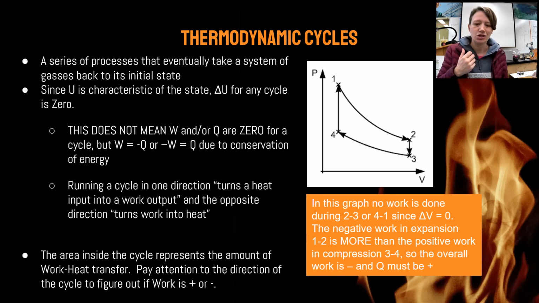I usually tend to just do it quickly myself by thinking about just that top process. That top process is going to be the one that kind of drives the overall work or Q for this system, because that's going to be the process that has the most area under the curve. So in any case, you need to be able to quickly and efficiently determine what kind of process we are dealing with and what the signs on U, Q, and W are for any process.